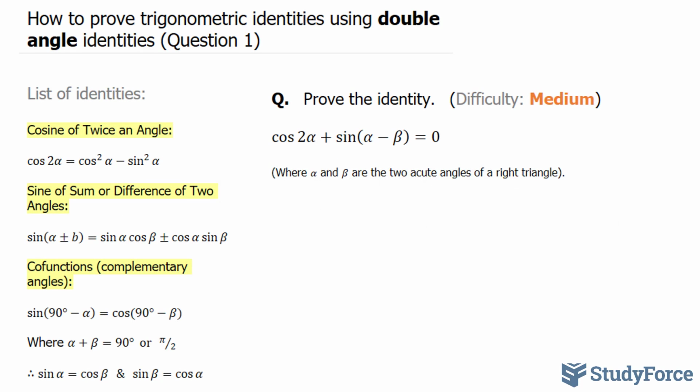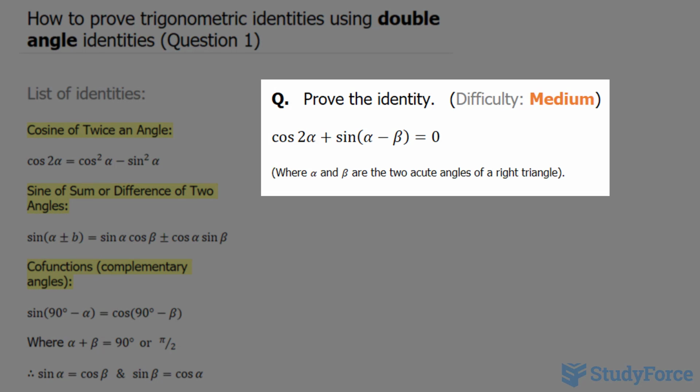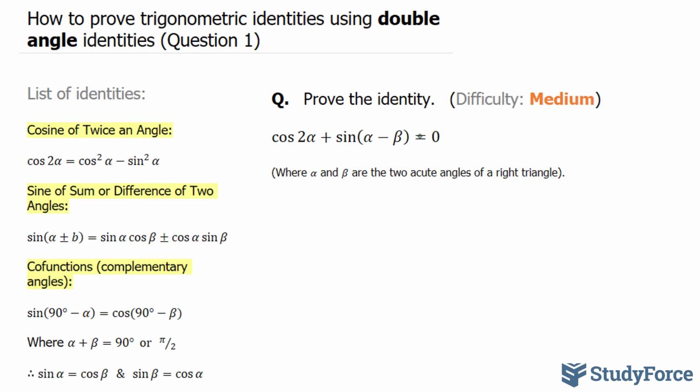In this video, I'll show you how to prove trigonometric identities using double angle identities. This is question 1 in the series. The question asks, prove the identity shown below, where the left side is equal to 0. To do this question, we need to refer to at least 3 different known identities.